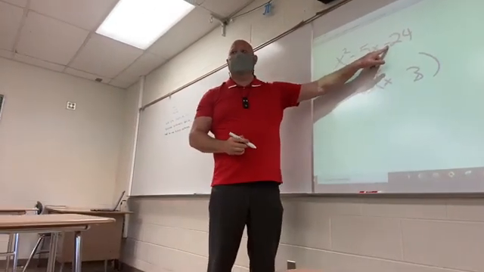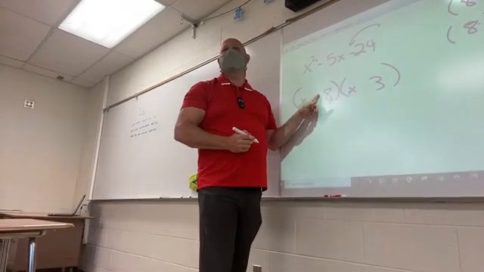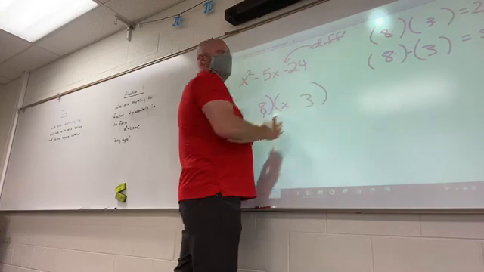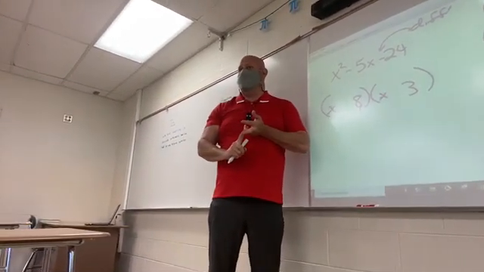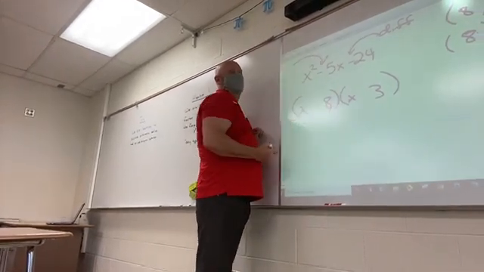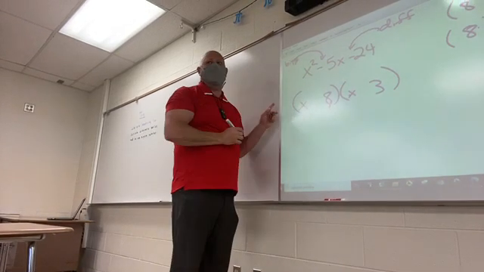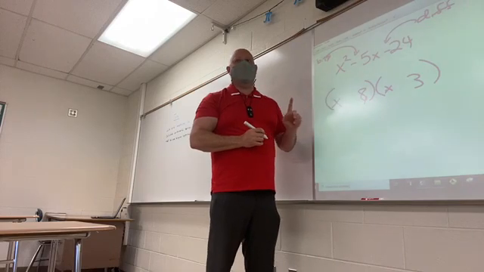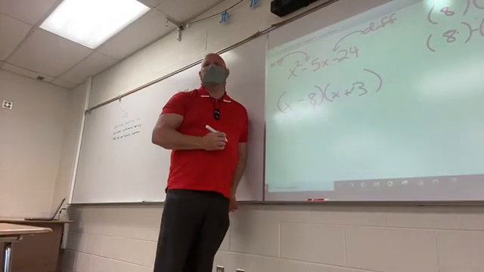This sign here, what does that sign tell me about my two signs? They have to be different. That means one of them has to be positive, one of them has to be negative. Which one's positive, which one's negative? This sign tells me the bigger number has to be negative, which means the 8 has to be the negative and the 3 is the positive.